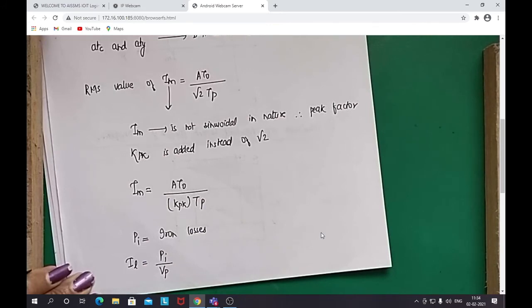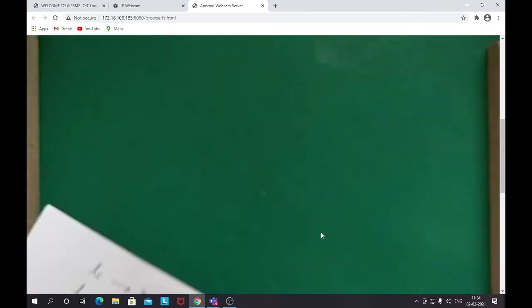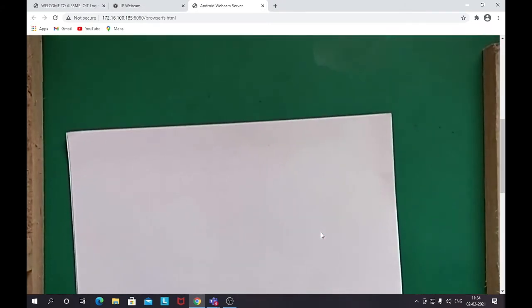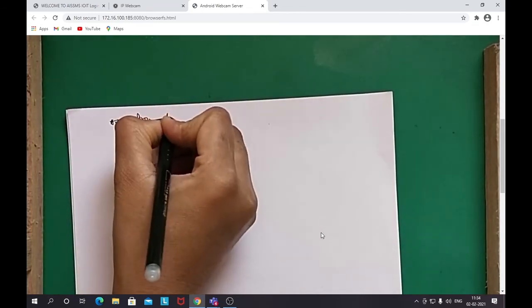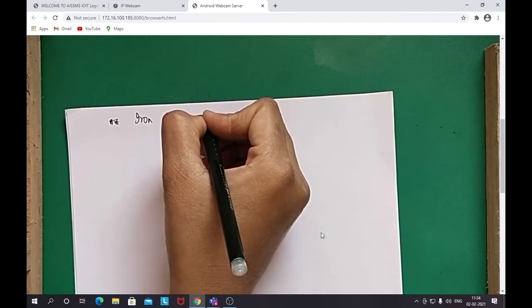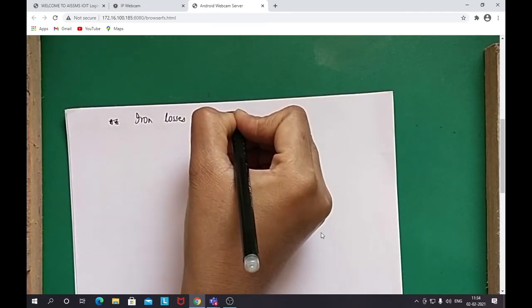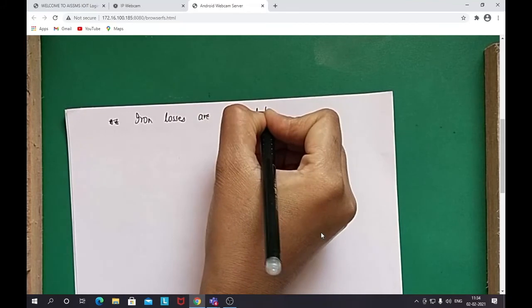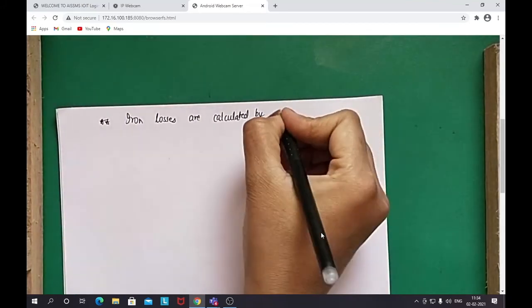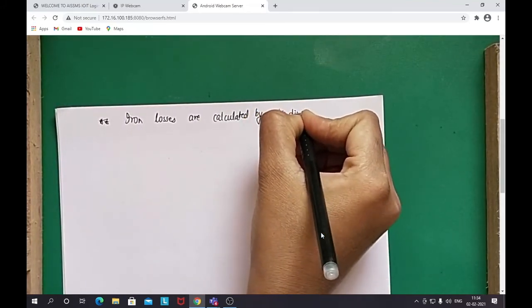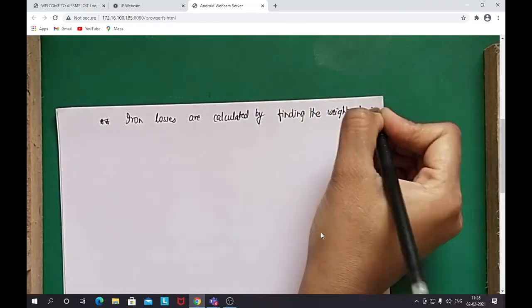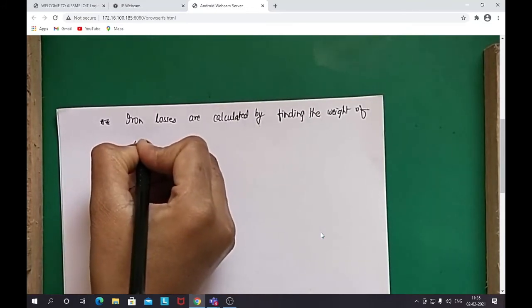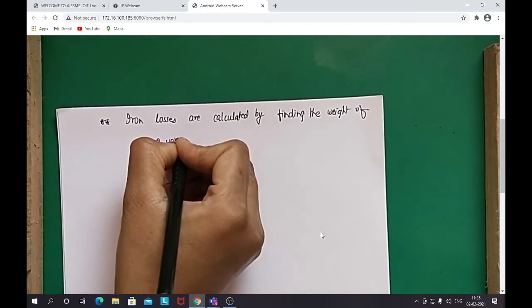Finally, the iron losses should be calculated by finding the weight of core and yoke.